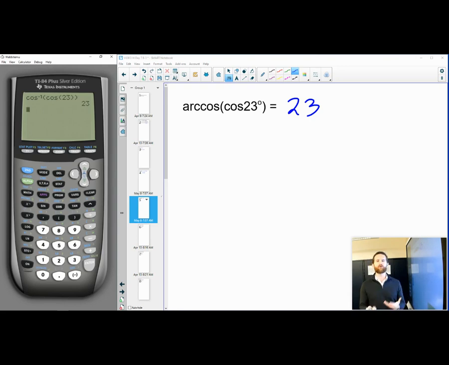So essentially what arccosine and cosine do is they cancel each other out. They undo one another. What we have here is another example of inverse operations, just like addition and subtraction undo each other, or multiplication and division, or a power of 2 and a square root. They cancel each other out.